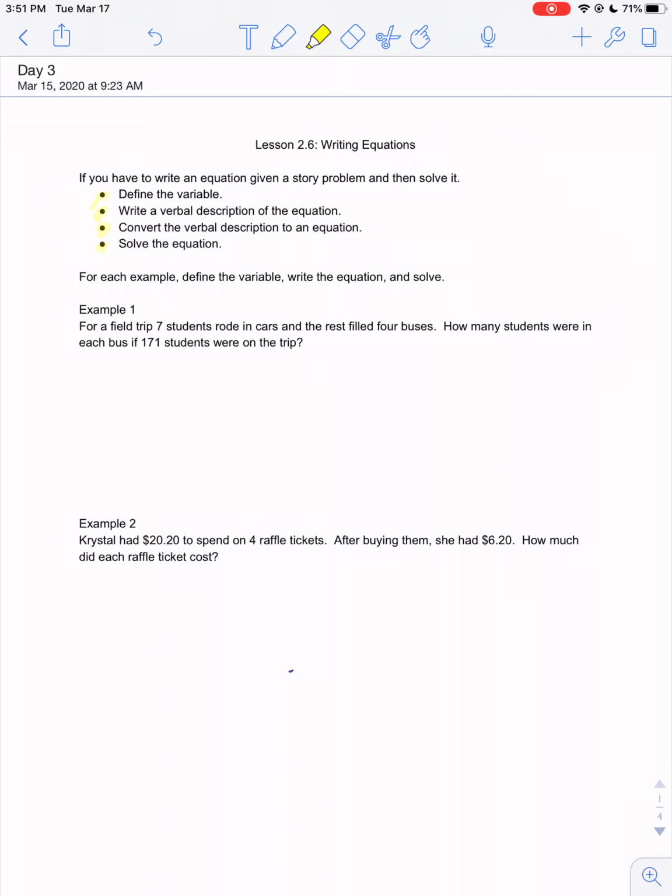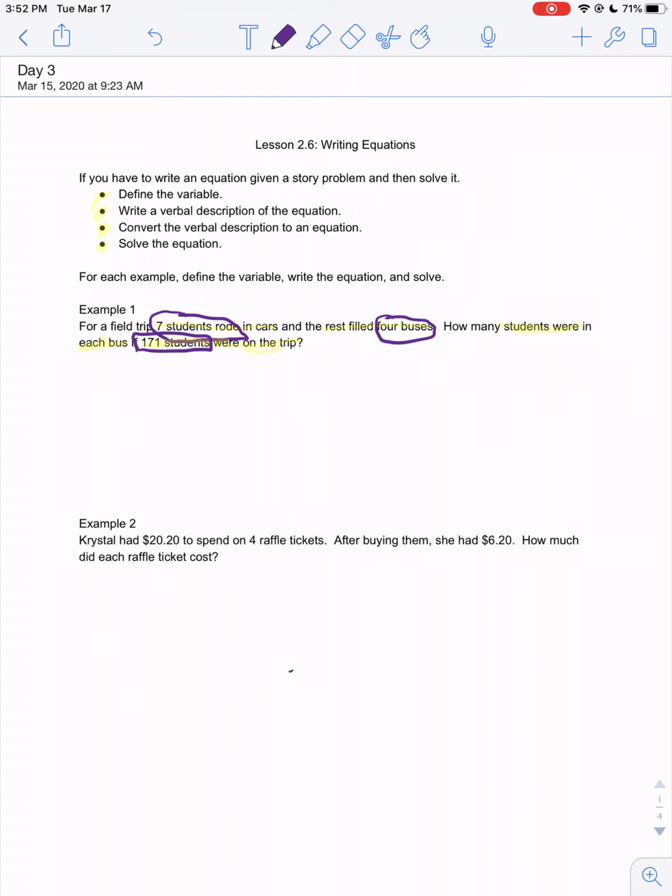Let's look at this first story problem. It says, for a field trip, 7 students rode in cars, and the rest filled 4 buses. I'm going to circle the 4 buses and the 7 students for cars, and then keep reading: how many students were in each bus if 171 students were on the trip. I'm going to underline that 171 students and box it, because that really tells me my end goal here.